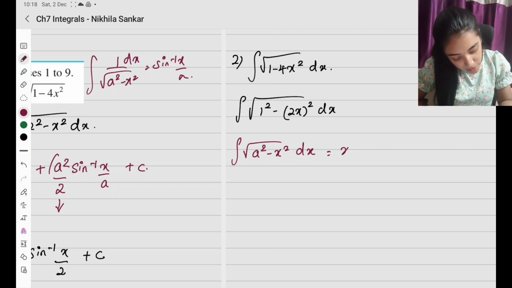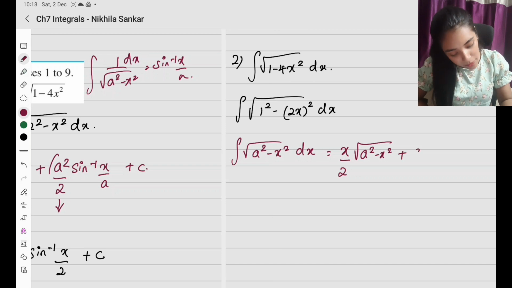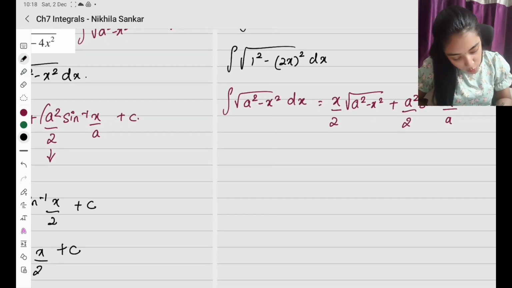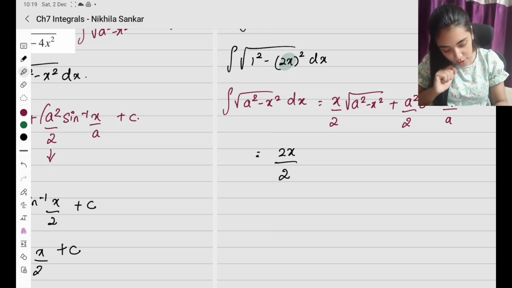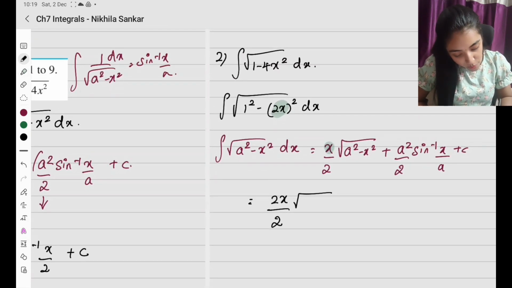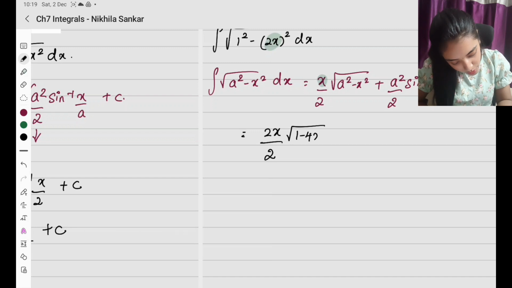So this is going to be first x வரும். So x divided by 2 square root of a square minus x square plus next என்ன வரும்? a square divided by 2, and for a square minus x square, it is going to be sin inverse of x by a plus c. So when I substitute what's given in the question, what do I have? X by a. இந்த இடத்துல x is going to be 2x divided by 2. Our x is nothing but 2x, correct?